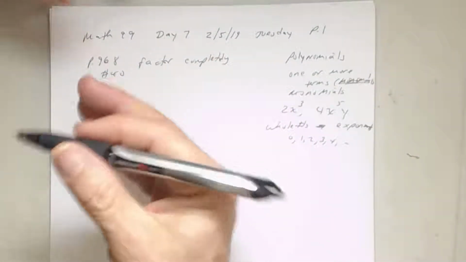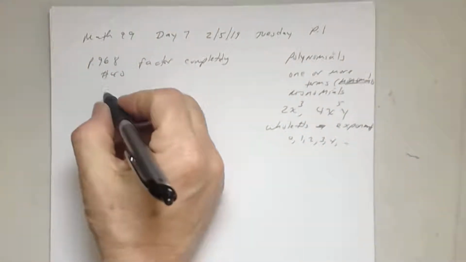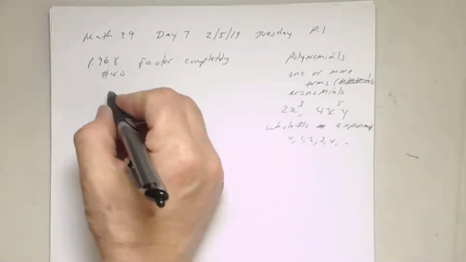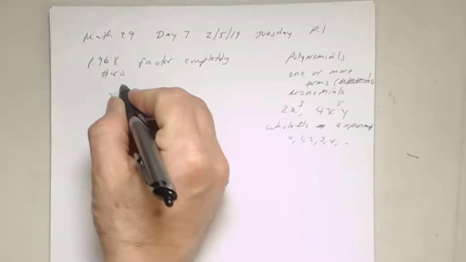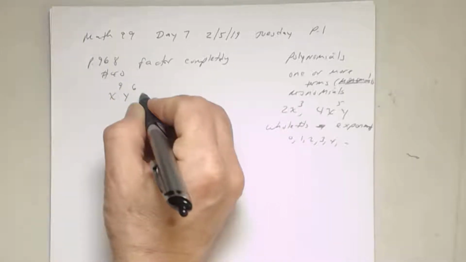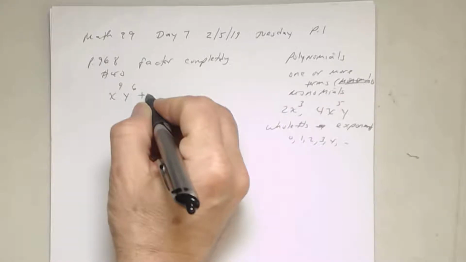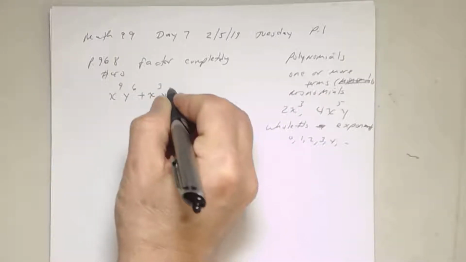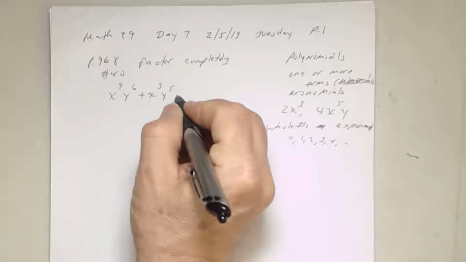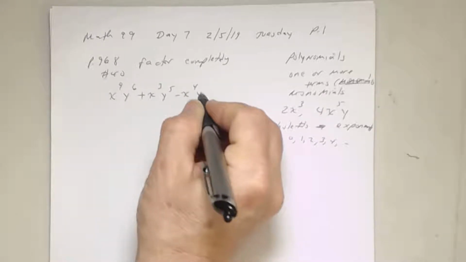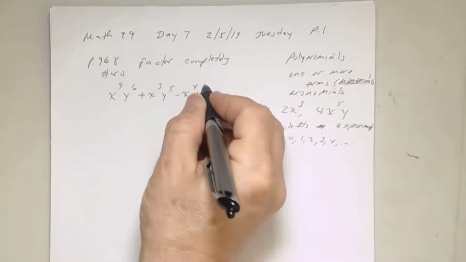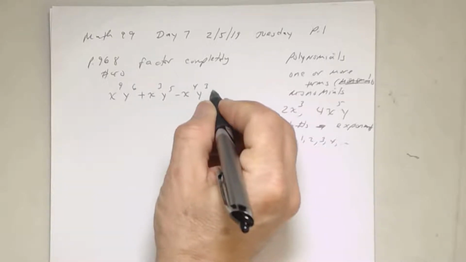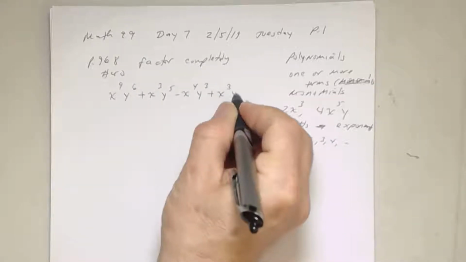So number 40 is a polynomial. Make sure you understand that that's a polynomial. In fact, everything you do in this chapter is going to be polynomials. So look at number 40: x to the ninth, y to the sixth, plus x cubed, y to the fifth, minus x to the fourth, y cubed, plus x cubed, y cubed.